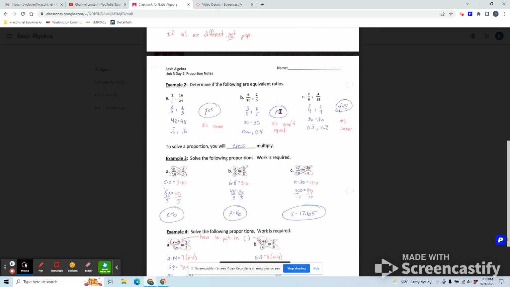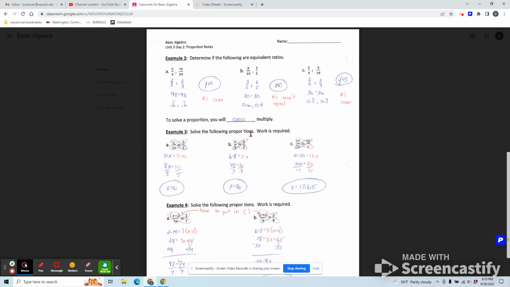If we look at example 2, this one is not proportional. If I reduce my fractions, 3/5 is not the same as 2/5. Or if I decided I wanted to cross multiply on this one, 20 is not the same as 30. Or if I decided I wanted to divide, 0.6 is not the same as 0.4. Once again, you only need to do one of the options, whether it's reduce your fraction, cross multiply, or divide them out to become decimals. I'm just showing you all the options.